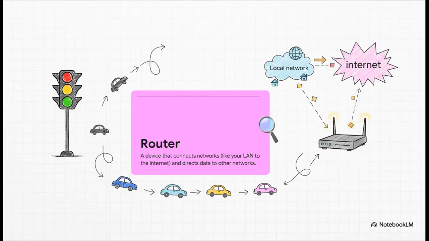And that brings us to the router. So if a switch is like the mailroom clerk for one building, the router is the traffic cop for the whole internet. It's the smart device that connects your entire local network, your LAN, to the massive world outside. It gets data packets and brilliantly figures out the best possible path for them to take to get where they're going.